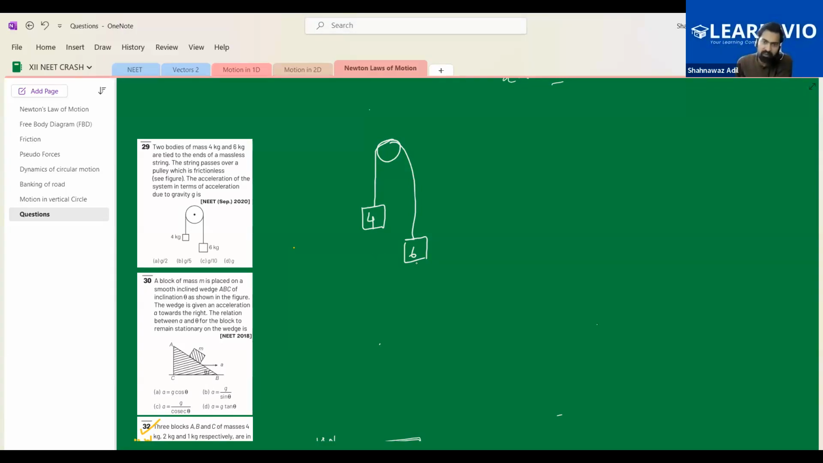So we have the gravity in this one, 6g, and the gravity in this one, which is 4g. Because this is 6 kg, this one is heavier, so the acceleration would be in this direction. The tension is in the upward direction. This one is going downwards, so this one is going upwards. So we have two blocks, one and two. We need to find the acceleration of the system in terms of the acceleration due to gravity.